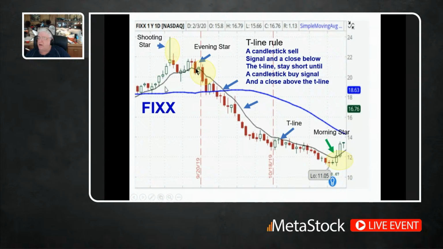So, very simple T-line rule. You can stay short when you see a sell signal and a close below the T-line until you see a candlestick buy signal and a close back up above the T-line. You'll be surprised how that definitely keeps your emotions out of your trading and will dramatically improve your profitability. So the logic is, if the candlestick signal tells you what's going on in investor sentiment, that sentiment won't change until the T-line is breached in the other direction.